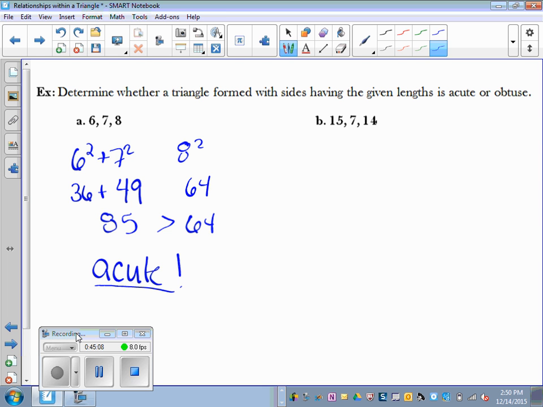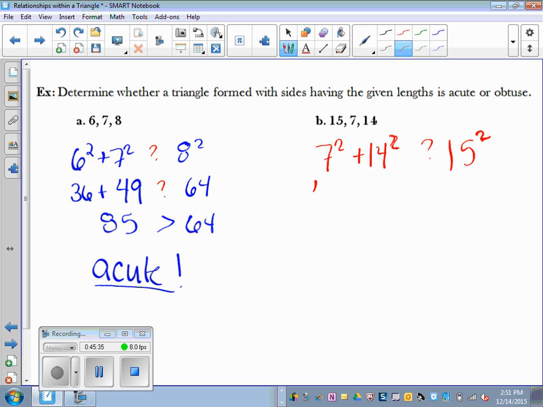Okay, then letter B. Notice the sides aren't always given to you in order. Alright, so what are my two smallest sides? 7 and 14. And again, we have to decide, how does this relate to 15 squared?